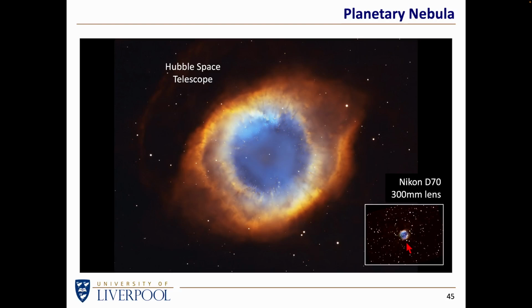I would agree that the Hubble Space Telescope is a rather better image, but because it's a relatively large object in the night sky, you don't need a telescope. A telephoto lens on a camera will be enough to capture this particular object. So if you want to see a star that's come to the end of its life, have a look or have a photograph of a planetary nebula.